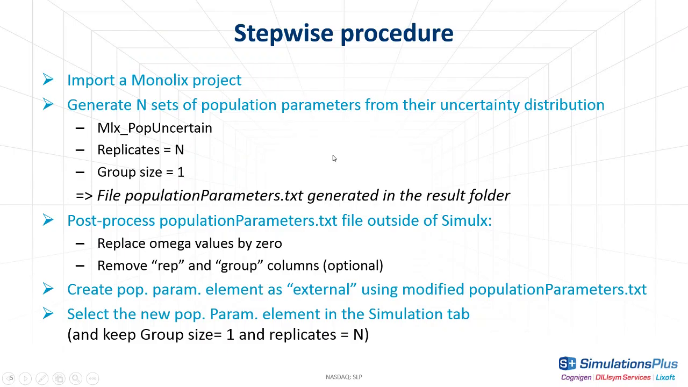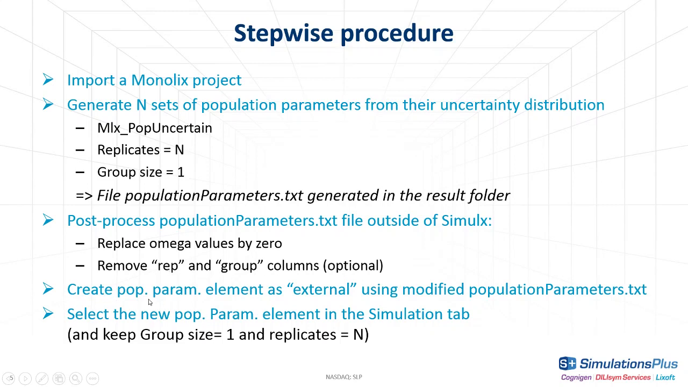So if we recap the different steps, we first import a Monolix project. Then we define a dummy run to generate n sets of population parameters from the uncertainty distribution, with uncertainty on all parameters. To do this, we select MLXPOP uncertain. We set the number of samples we want to get and group size equal to 1. This generates this file here, which is a text file that I need to modify outside of Simulx. The main step to modify it is to set all the omega values to 0. And optionally, you can also remove the rep and group columns.